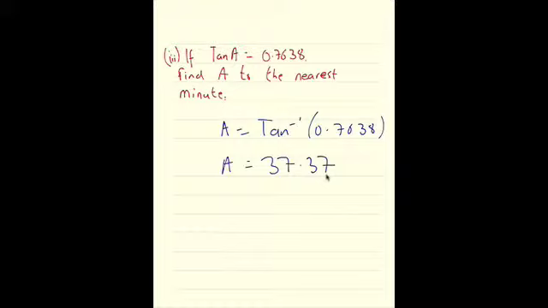So when I convert to minutes, A is equal to what, Dylan? 37 degrees, 22 minutes. I just asked for the nearest minute, so it's 37 degrees, 22 minutes. You all okay with that? You just need to know how to work it on the calculator. Any questions on that? Okay.